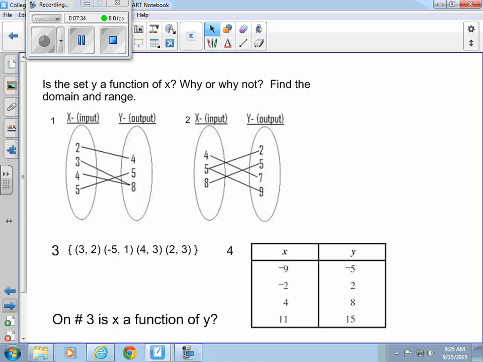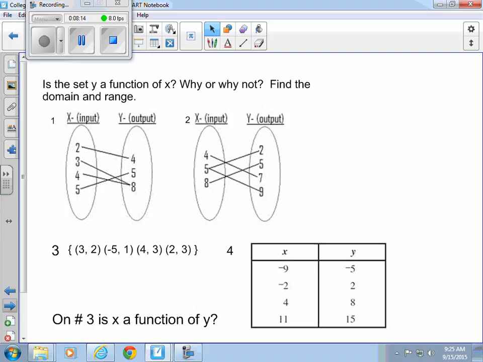So is the first one a function? Does each x give you one output value? Yes. 3 goes to 8. 4 goes to 8. 5 goes to 5. 2 goes to 4. They each go to something specific, don't they? So that is a function. Now, it did have a y value that repeated, and that's okay in a function. You could have a very boring spaghetti maker. Every time you put something in, it always gives you spaghetti. It's a function. It takes something in, it gives you something out.